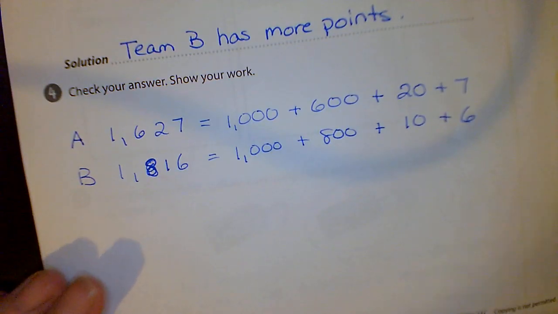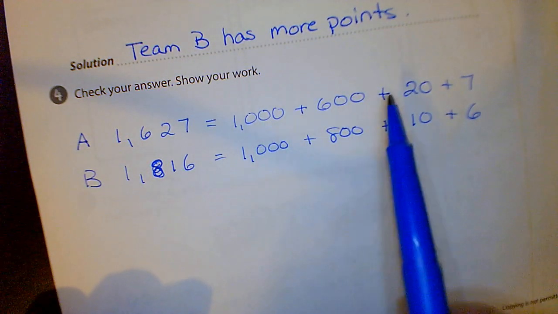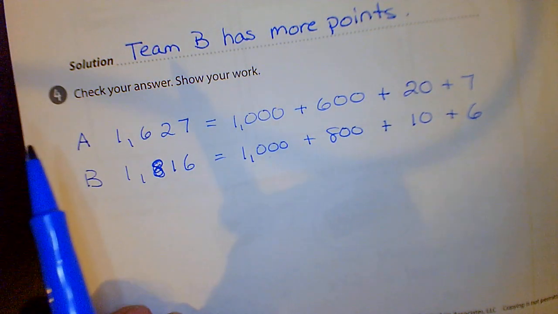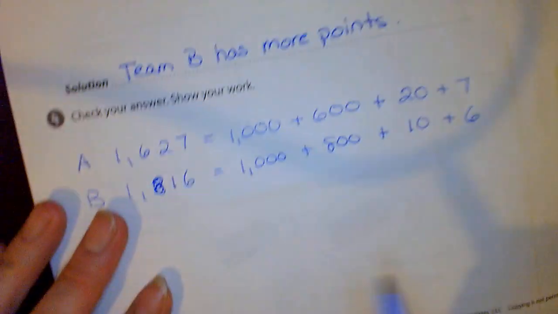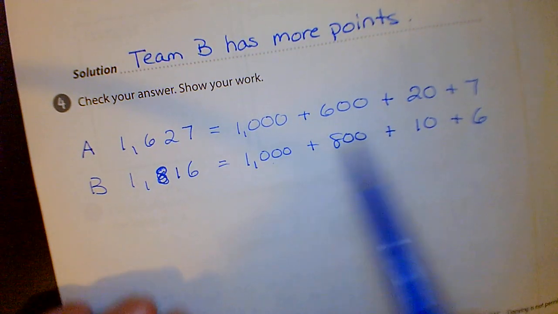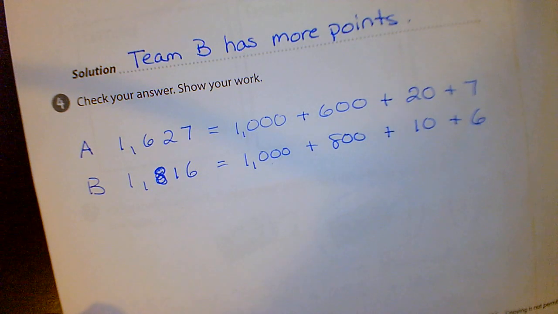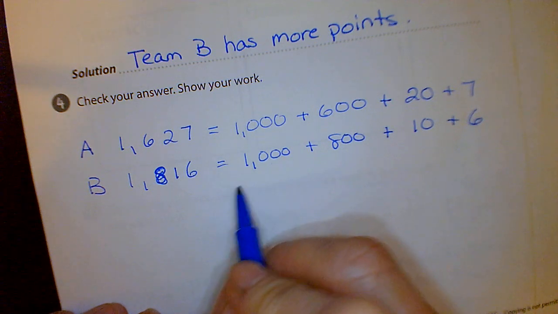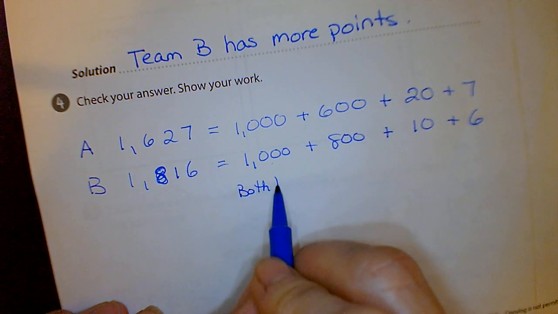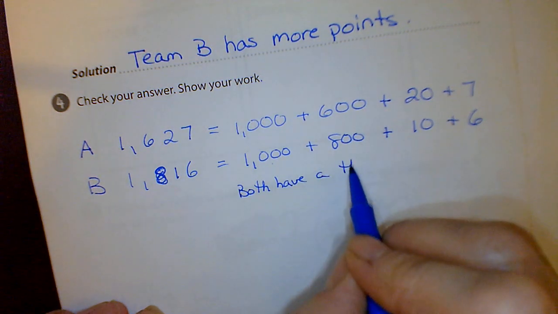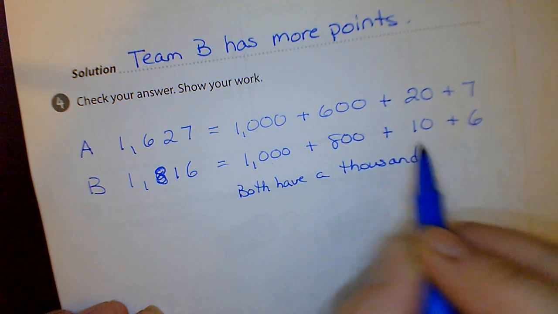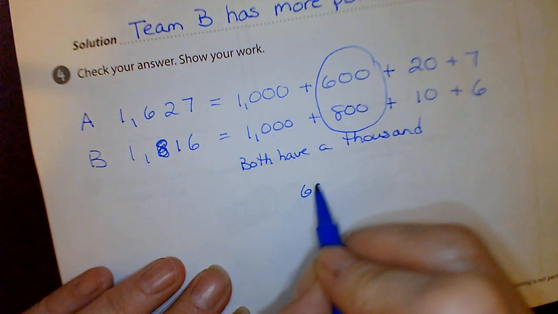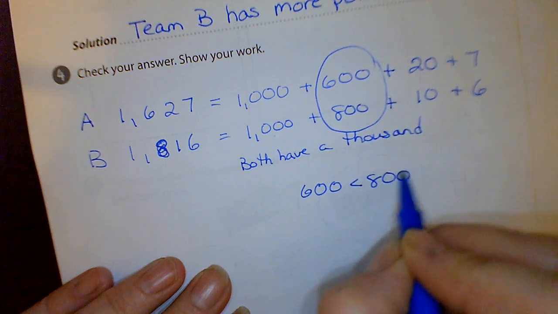So now I have this written down, and again, all I did was pull this out into the different place values. I'm showing that this is how many thousands I have. So I'm really showing the value of what we had in the place value chart up here. Each of them has 1,000, but then this one has 600 and this one has 800. So again, they both have 1,000. So I could write that, both have 1,000. And then we can talk about what we're seeing right here, which is that 600 is less than 800.